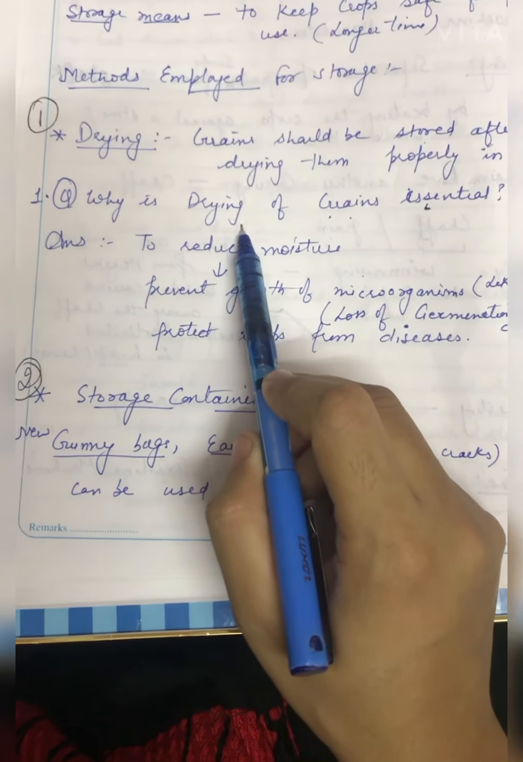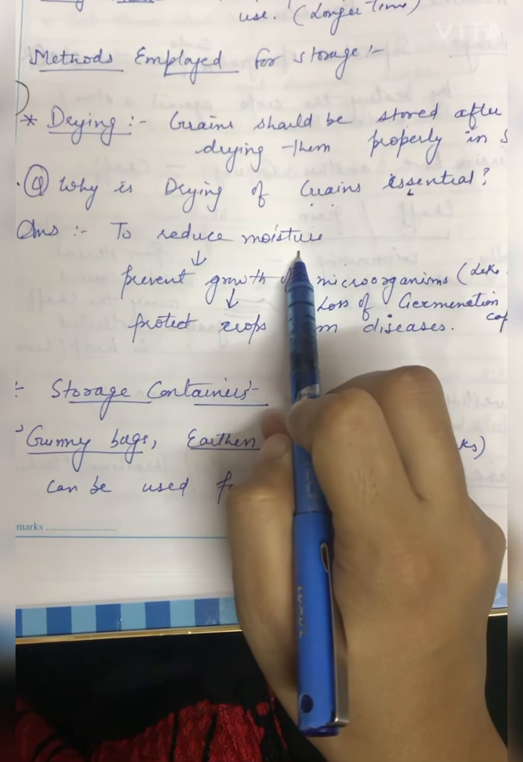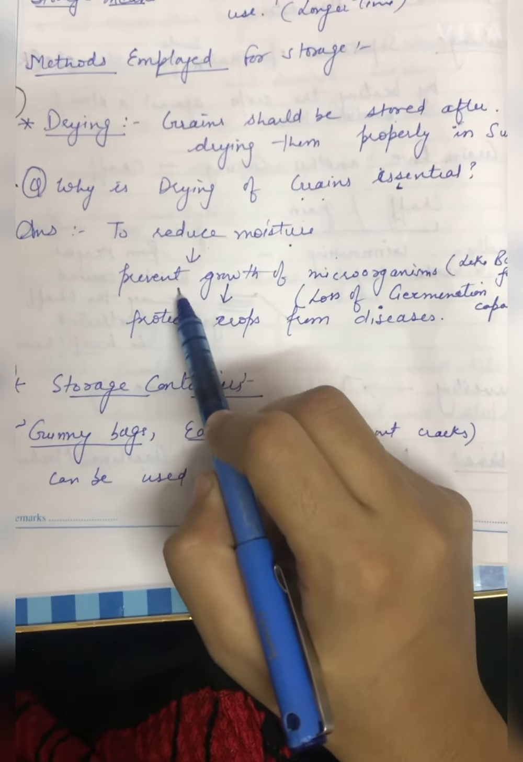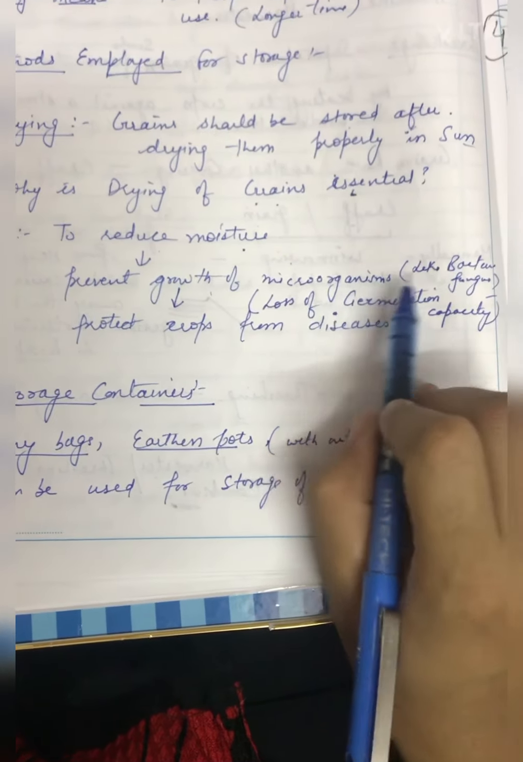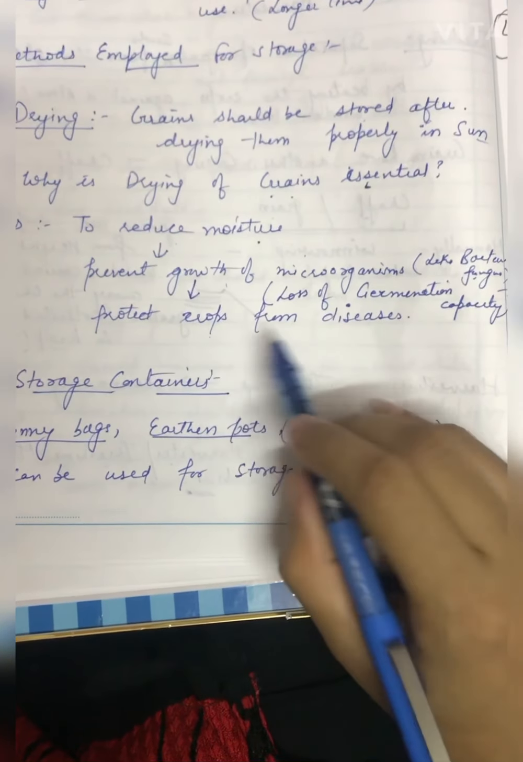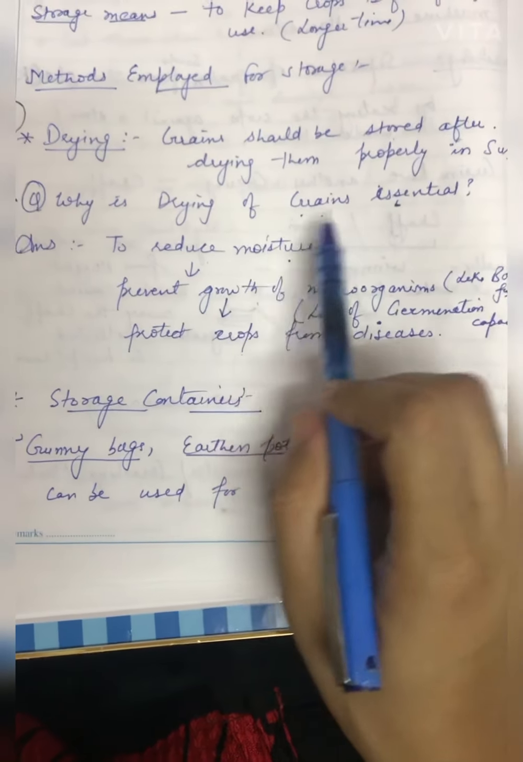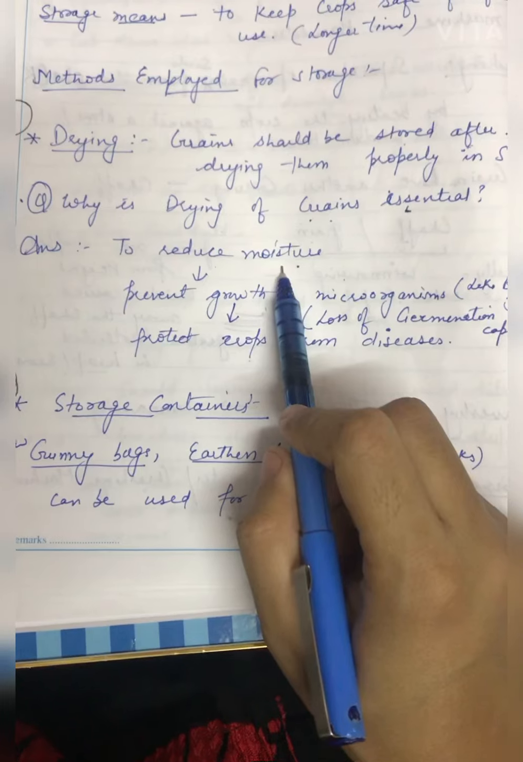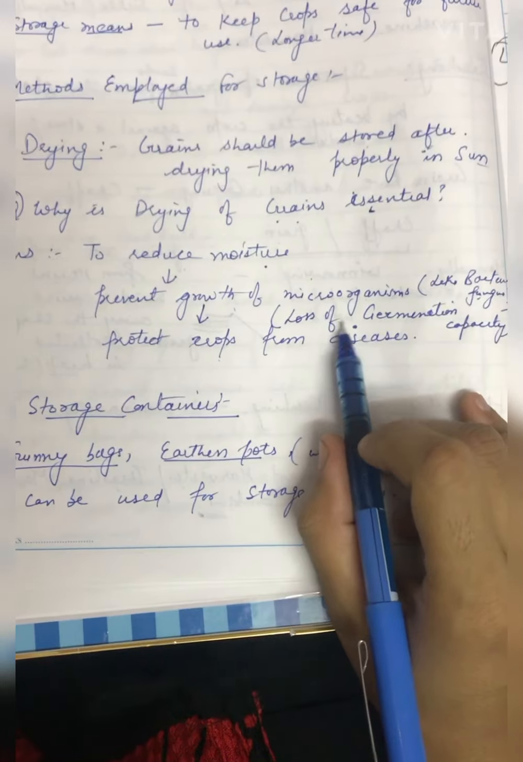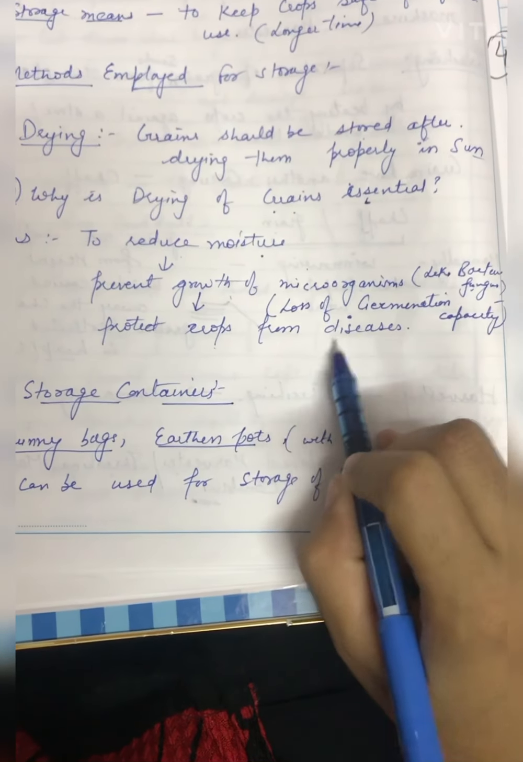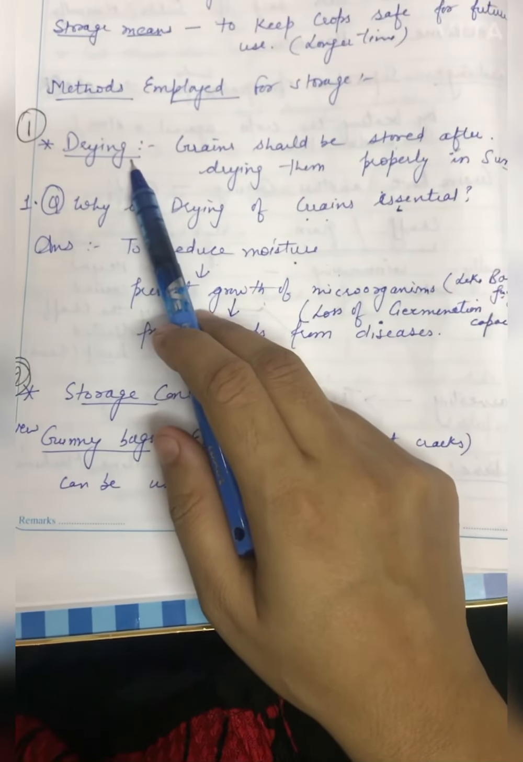the sun, because of the heat of the sun, it will help to reduce the moisture, that is the water content, which is going to prevent the growth of microorganisms. If there would be the growth of microorganisms like bacteria and fungus, a crop is going to have certain diseases. So drying is essential to reduce the moisture, which is going to prevent the growth of microorganisms. It also protects the crop from diseases, and there is a loss of germination capacity if we do not dry them properly. Is it okay?